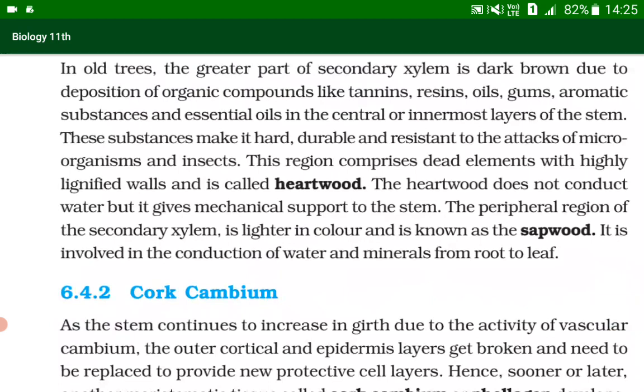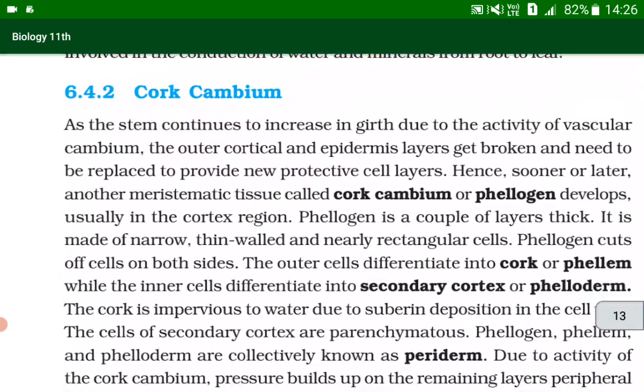The heartwood does not conduct water, but it gives mechanical support to the stem. The peripheral region of the secondary xylem is lighter in color and is known as the sapwood. It is involved in the conduction of water and minerals from the root to the leaf.